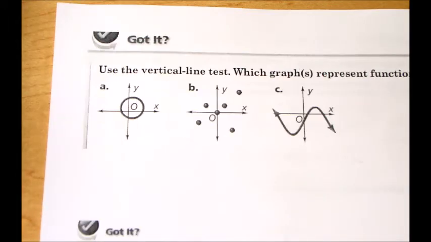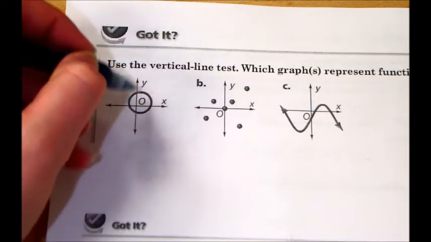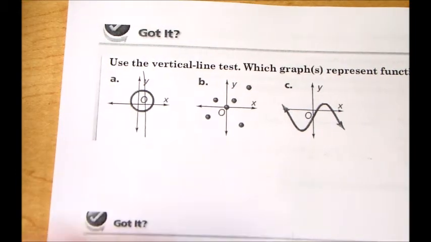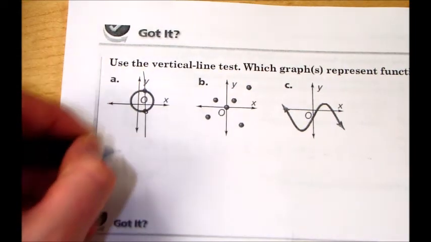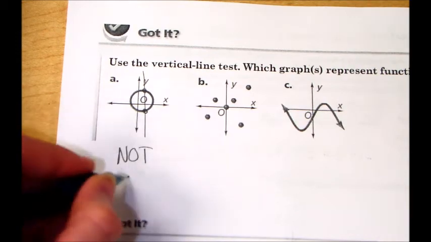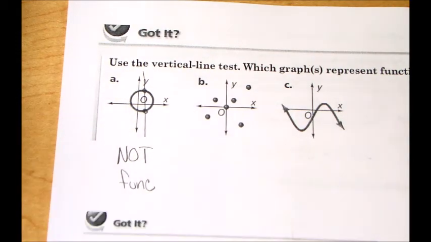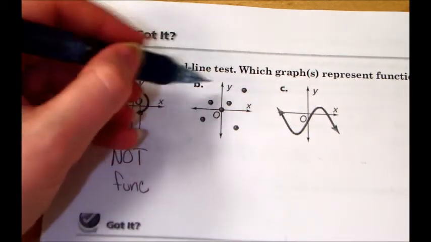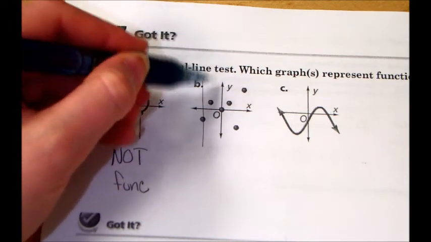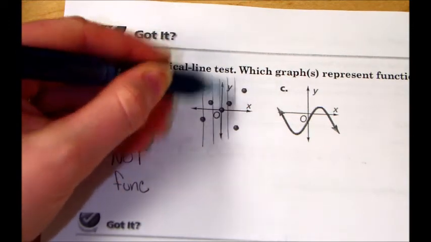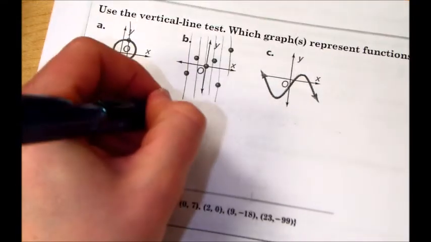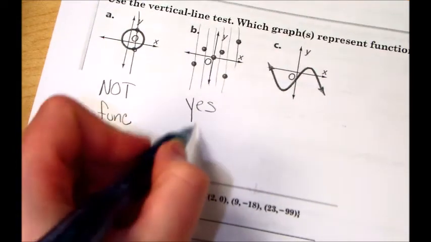So I'm looking at A. Draw a vertical line. Does it touch twice? Yes, it does. This one is not a function. In part B, draw vertical lines. Once, once. That one looks good. Yes, this one is a function.